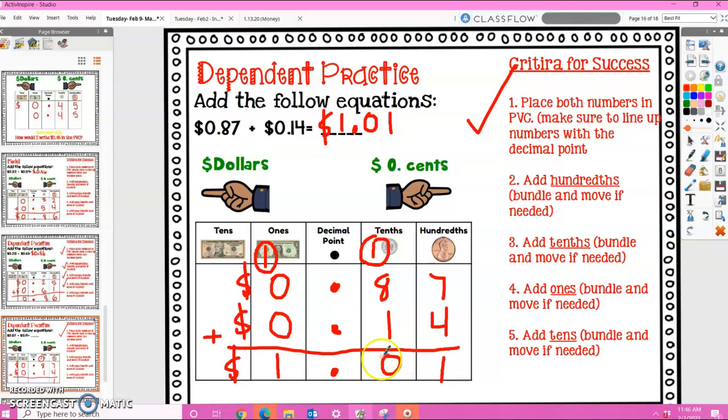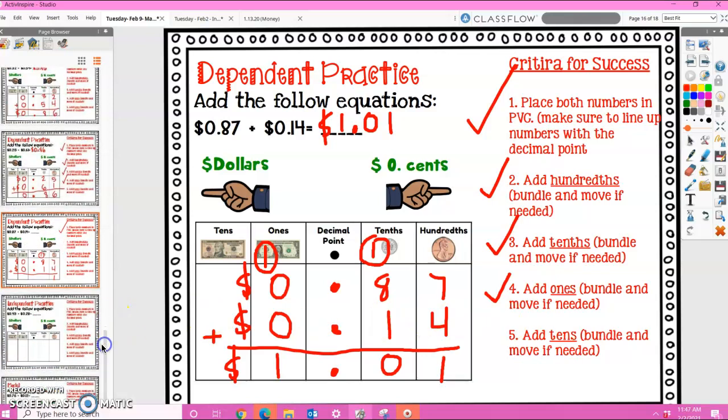Okay? It is very important that you still put the 0 in the tenths place, because if you do not, it's going to look like you have $1.10. So it's very important that you put that 0 in the tenths place, or wherever you see a 0, that's where it needs to go. We added our hundredths place. We needed to bundle and move. We added our tenths place. We needed to bundle and move. We added our ones place. We did not need to bundle and move, and we did not have a tens place. So good job.